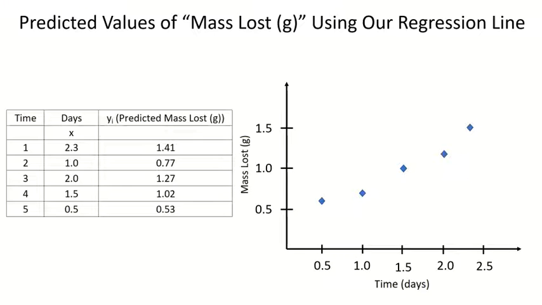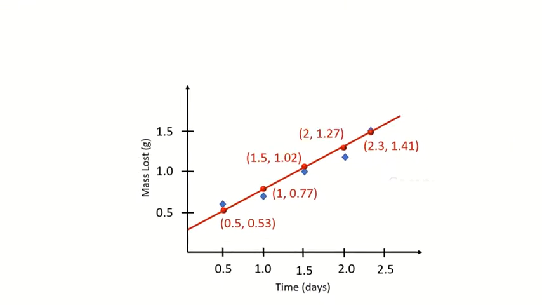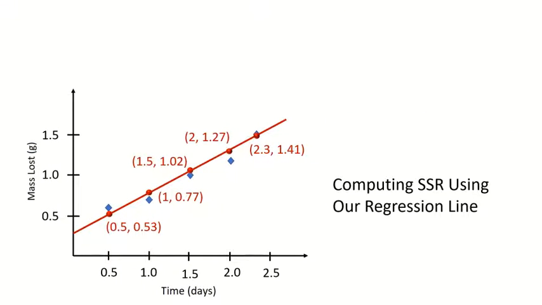Okay, so if we plot these predictions here, you can see that they are not very different from the actual or observed values of mass lost. And so naturally, the next step is to see the errors between the actual, the blue-colored data points, and the predicted values of the mass lost.